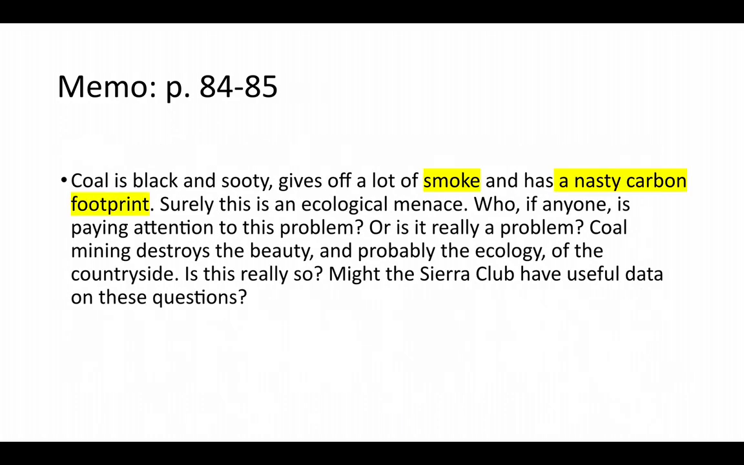And also, the coal industry may cause some environmental issues, right? A lot of smoke, nasty carbon footprints, which means harm to the environment. But if that's the problem, where can you find the data? Maybe the Sierra Club, which is a nonprofit advocating for protecting the environment. Maybe they can offer you useful data on these questions.